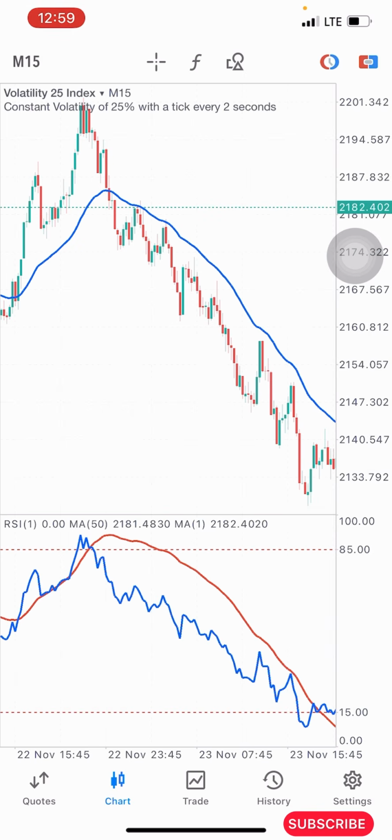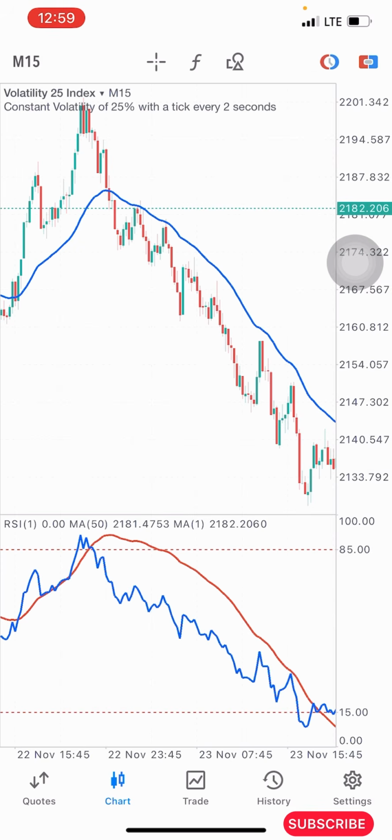First thing you need to do before you apply the strategy on the 15-minute time frame is to go to the higher time frame, the 4 hours or the 1 hour, whichever one you prefer, and then you do your analysis. I'm not going to do that in this video because I don't want the video to be too long, but if you're a trader and you know how to do your analysis, you go to the higher time frame, you do your analysis.